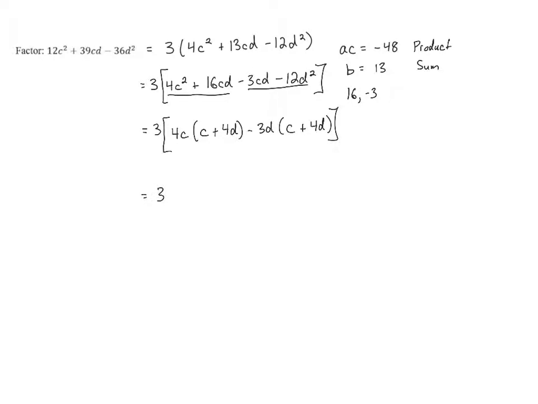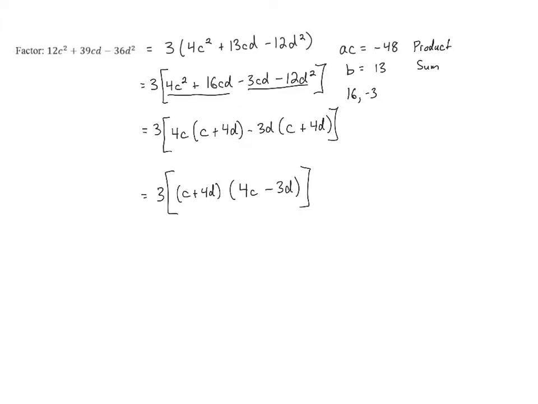Good. So now we still have that 3 out front, but let's continue with our grouping. Each of those groups contained a factor of c plus 4d. So I'm going to have that be the GCF of the groups. We've got our c plus 4d out front. And then if we get rid of that, the leftovers from grouping are going to be 4c and negative 3d. So when we finish off grouping, we've got c plus 4d and 4c minus 3d. We also have that 3 out front.